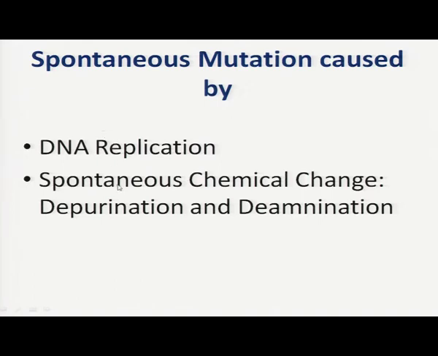And the second reason of a spontaneous mutation is chemical change. Chemical change may be depurination or deamination. Depurination means removal of a purine nitrogenous base from the DNA, and deamination is removal of an amine group from the base. So, such type of chemical change occurs naturally in the DNA, which will lead to a change in DNA, which will cause the spontaneous mutation.